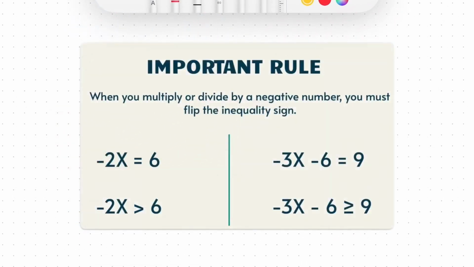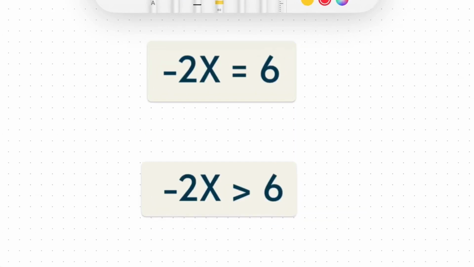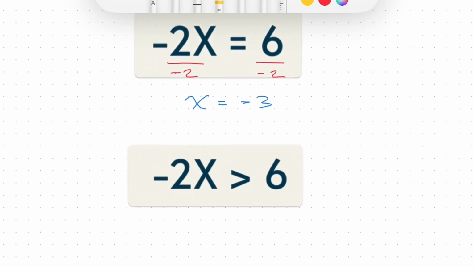Now that we know how to solve basic inequalities, I need to introduce a very important rule. When you multiply or divide by a negative number, you must flip the inequality sign. All we need to do to solve the equation negative 2x equals 6 is divide both sides by negative 2. And by doing that, we ultimately get that x equals negative 3. It's as simple as that.